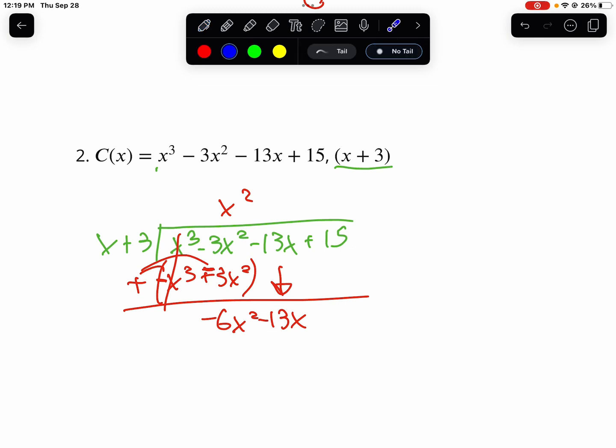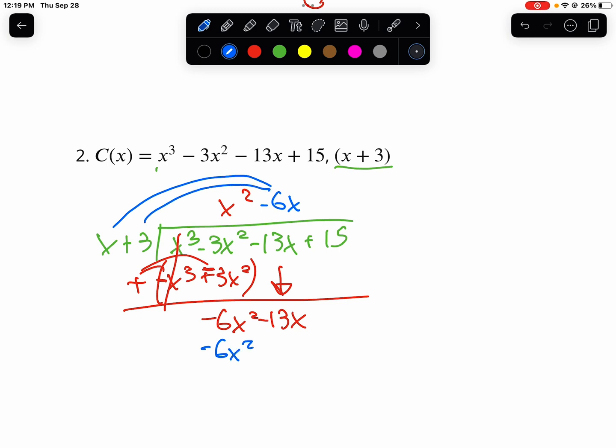We need to now multiply x by something to give us negative 6x squared, and that's going to be negative 6x. If we multiply negative 6x times x, it's going to give us negative 6x squared. Negative 6x times 3 is going to give us negative 12x. Negative 6x times 3... excuse me, negative 6 times 3 is going to give us negative 18.